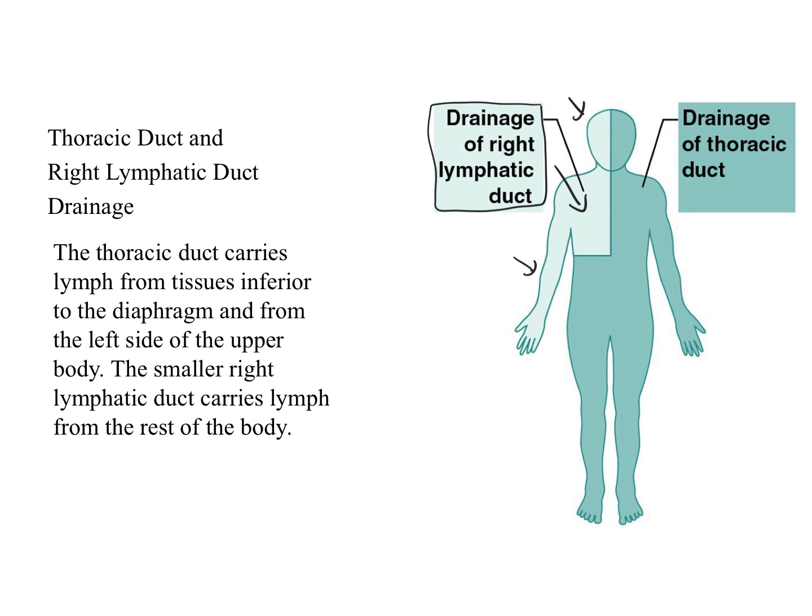So the thoracic duct carries lymph from tissues inferior to the diaphragm. So here's the diaphragm. So anywhere inferior to the diaphragm is going to drain into the thoracic duct. And then from the left upper limb and from the whole left head and all of the left side of the body. So it's very lopsided between the right lymphatic duct and the thoracic duct.